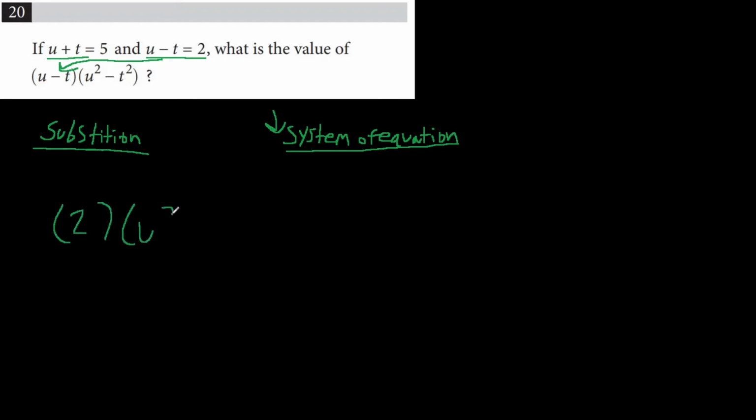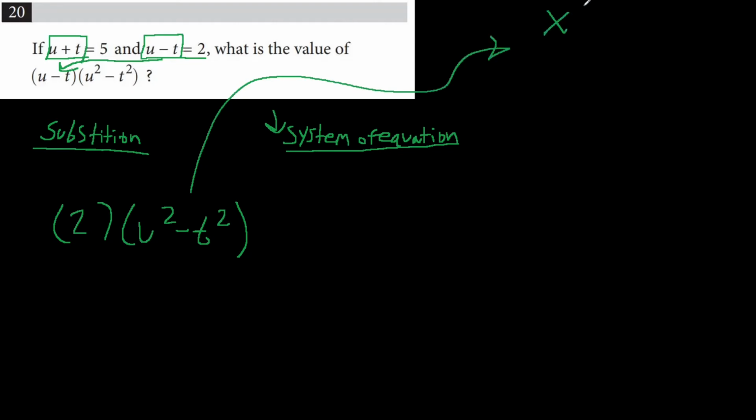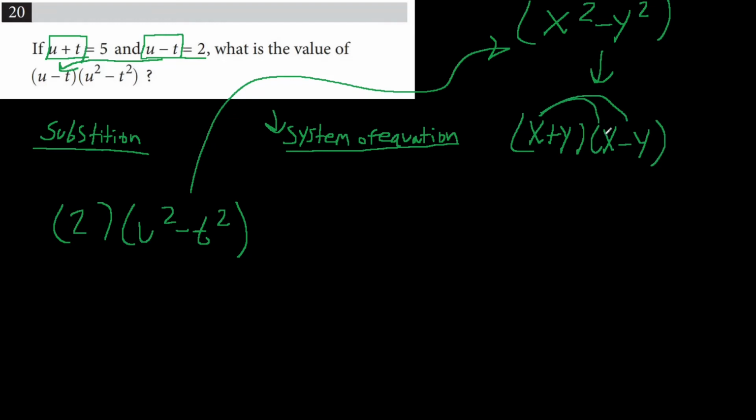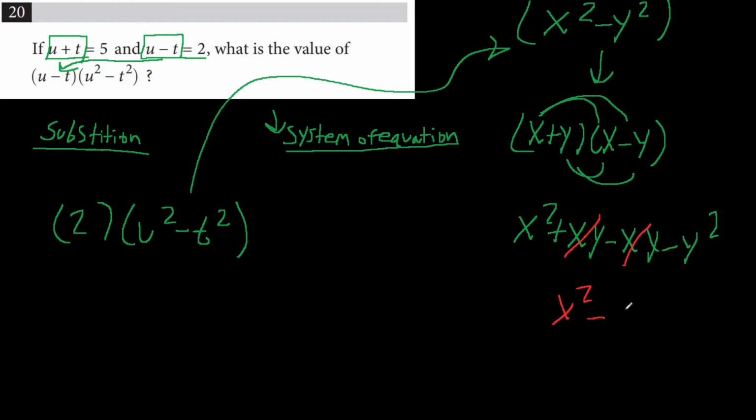And now you see u squared minus t squared. So you want to see u plus t and u minus t in this expression. This is similar to this rule right here, that x squared minus y squared is equal to x plus y times x minus y, right? Because when you use FOIL, you do first, outer, inner, last. This times x is equal to x squared. You do plus xy minus xy minus y squared. These two cross out, and you're left with x squared minus y squared.